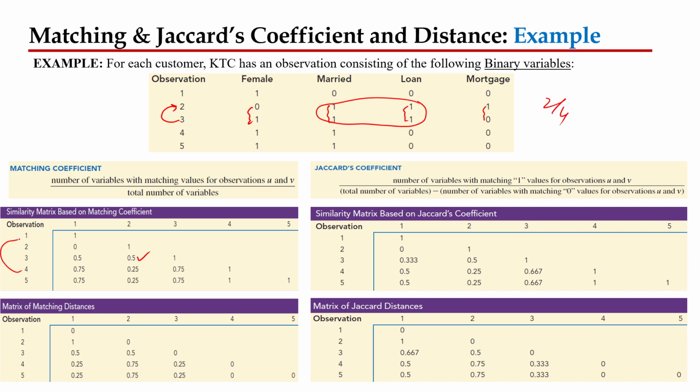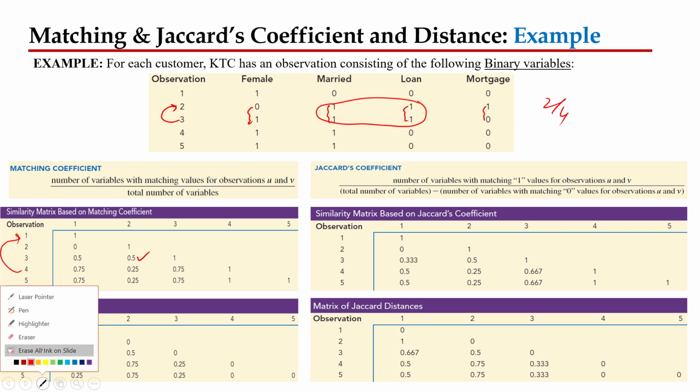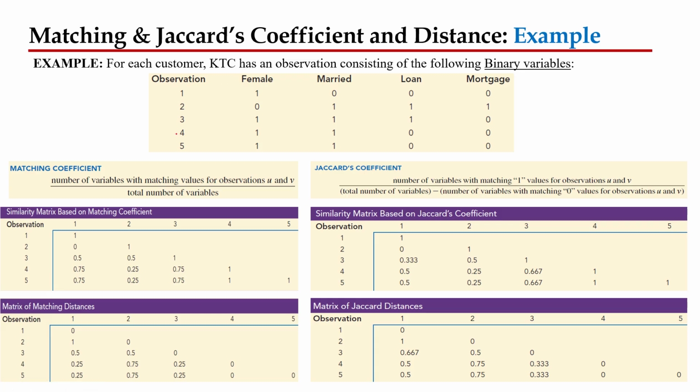Now we compare the first and the fourth observation. 1 and 1 are common, 1 and 0 are not common, 0 and 0 are common, 0 and 0 are common. So three values are the same, and we do 3 divided by the number of features, which is 4, so we get 0.75. The same way we can get the values for 4 and 2, and for 4 and 3. Similarly, we will get the values for 5 and 1, 5 and 2, 5 and 3, and 5 and 4.